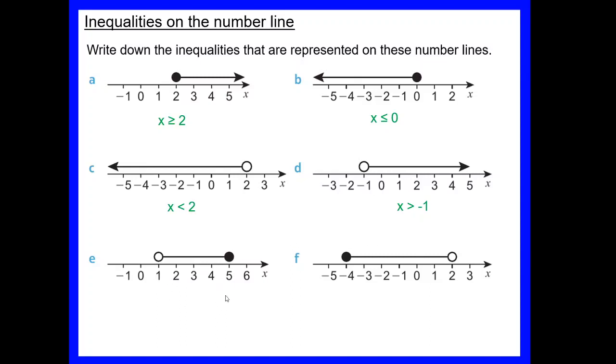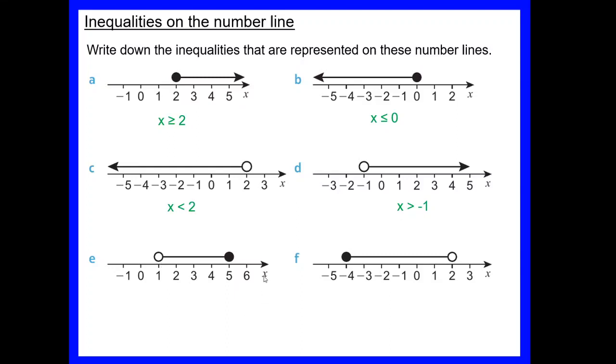Now for our dual inequality then. So we've got our two numbers. So with these ones, we start with the lowest number. So our lowest number here is 1. We can see that it's a hollow circle. Now for these dual ones, we always use the less than or less than and equal to. Okay, so we don't need any of the greater than symbols. It's always either less than or equal to. So a hollow circle is less than.